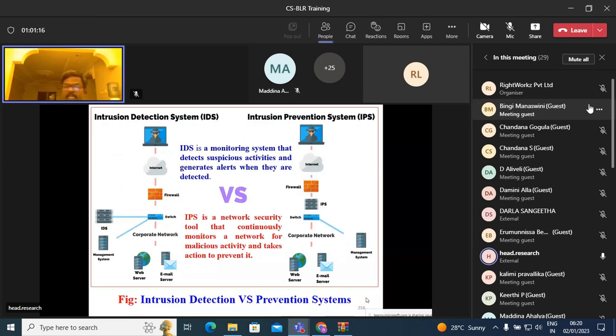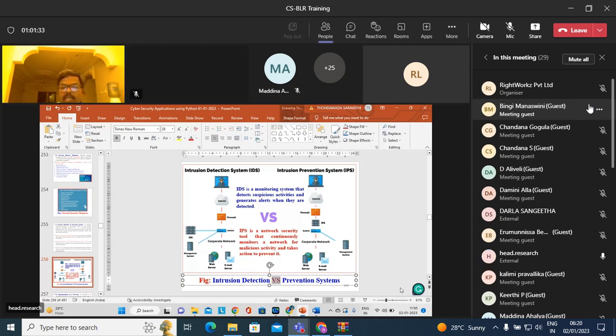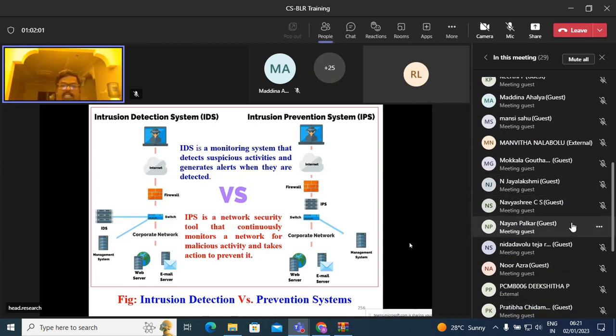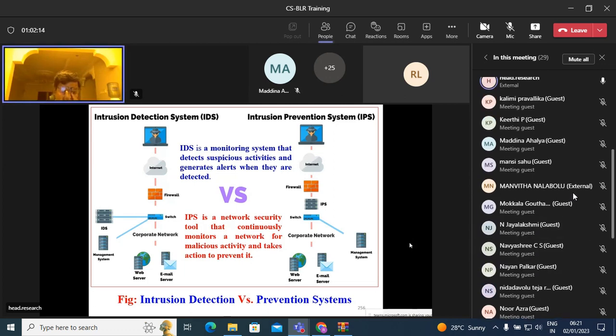If you see the intrusion detection system, IDS, and the intrusion prevention system, the differences between IDS and IPS. Keep in mind, IDS is nothing but an intrusion detection system, and IPS you can call an intrusion prevention system. Now see, IDS is a monitoring system that detects suspicious activities and generates alerts when they are detected. Then what is meant by IPS? An intrusion prevention system is a network security tool that continuously monitors the network for malicious activity and takes action to prevent it. That is called the IPS.